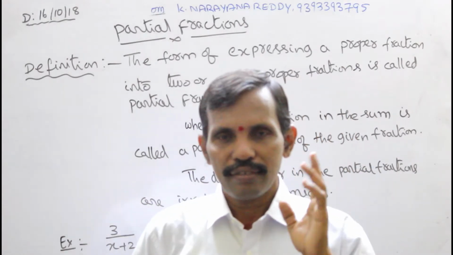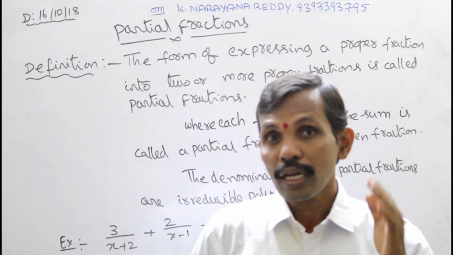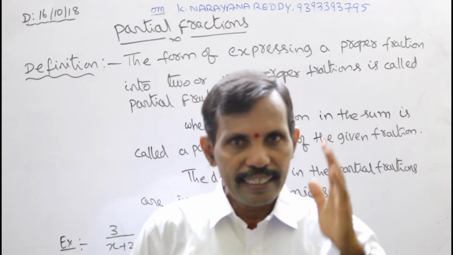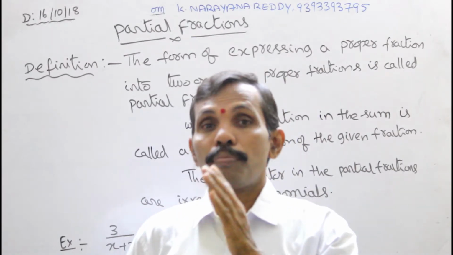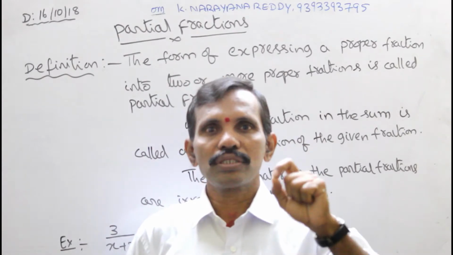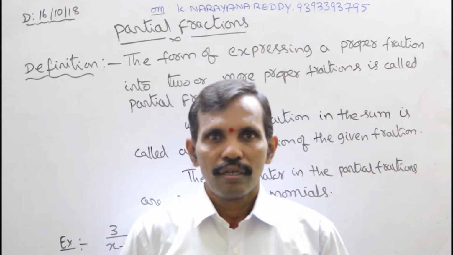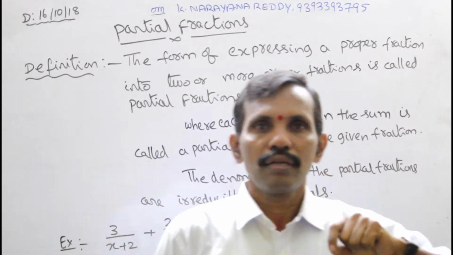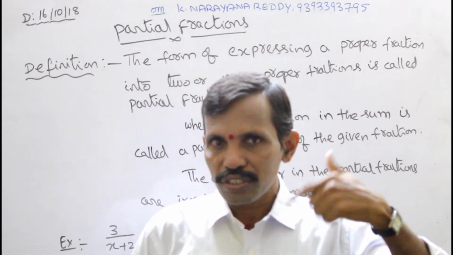So that means, if f of x is a proper fraction, I will tell what a proper fraction is in future classes, this can be expressed as two or more proper fractions. That process is called partial fractions. Each fraction in the sum is called a partial fraction of the given fraction.